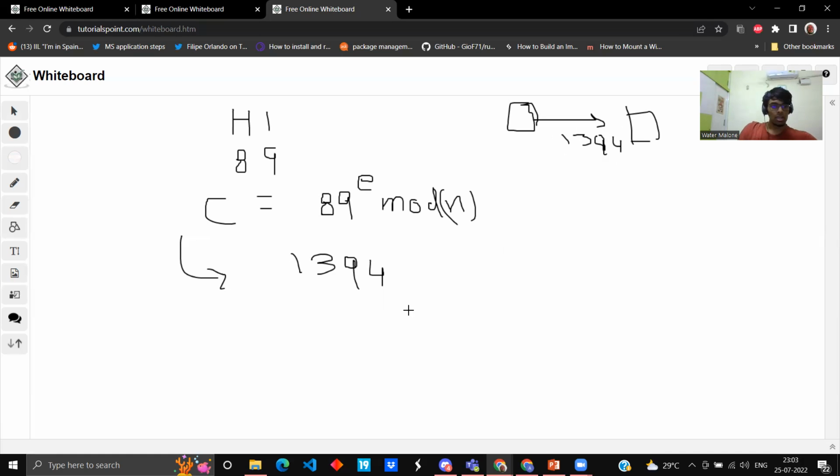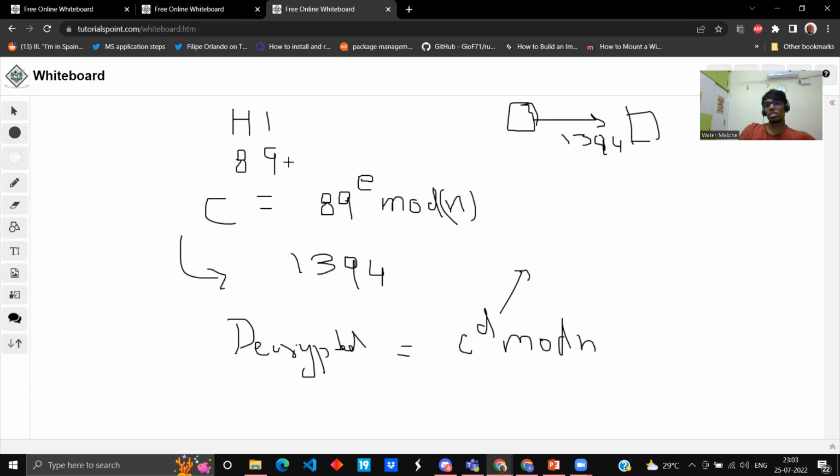So after this message is sent, we need to decrypt this data. The decrypted data will be c to the power d mod n, as simple as that. Now d is the private key that we've generated. So as you can see here, while generating this, we were using the public key, and while decrypting, we are using the private key.